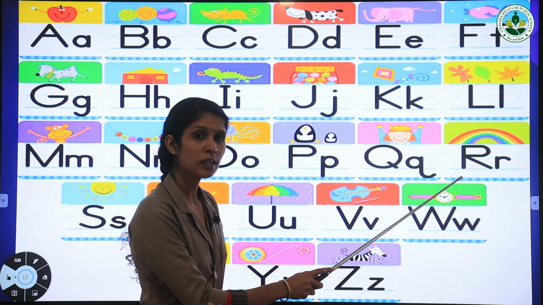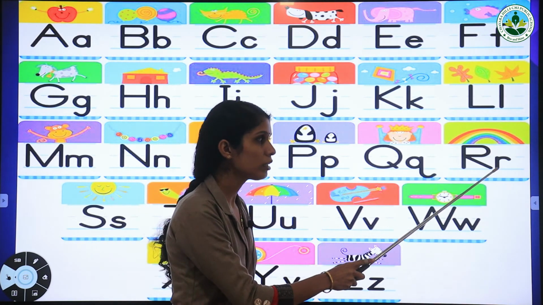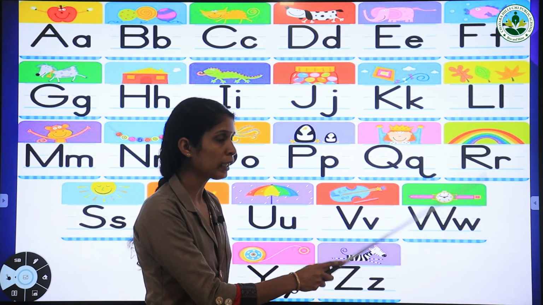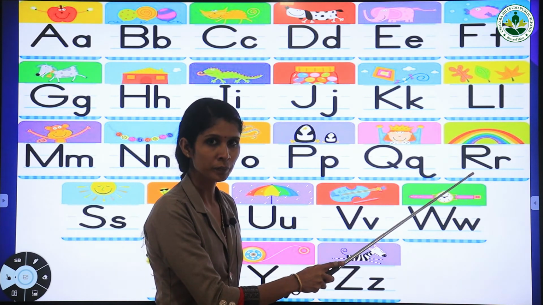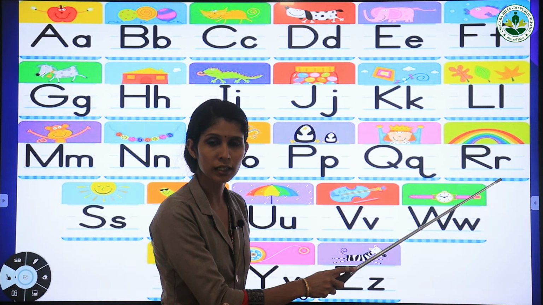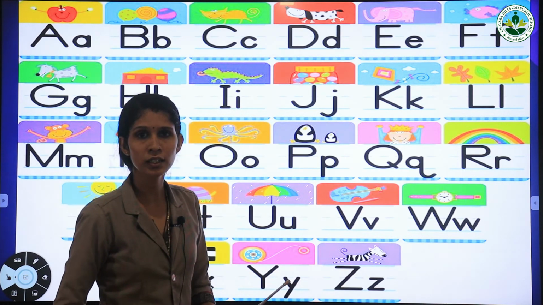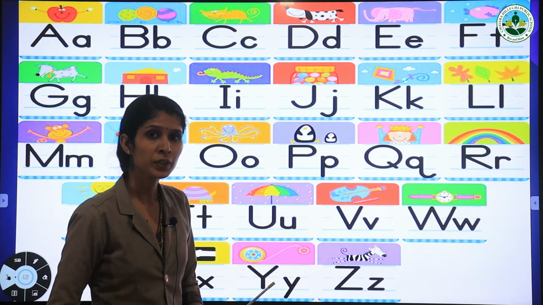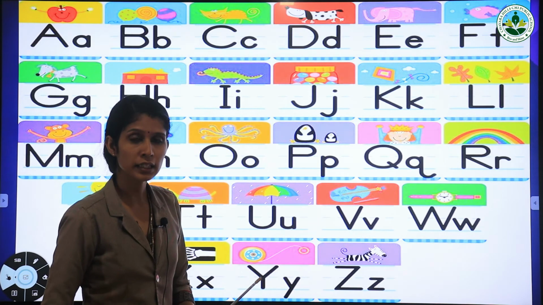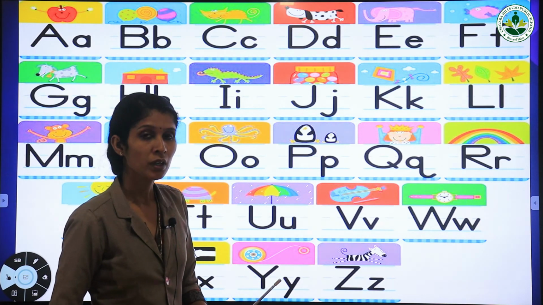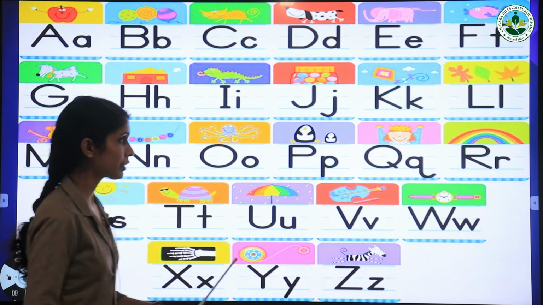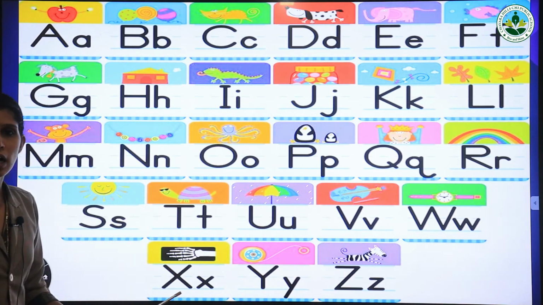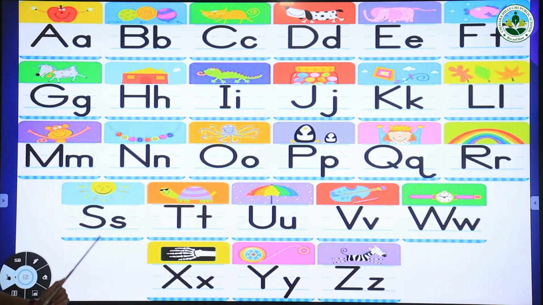Capital letter R and small letter R. Say once again, capital letter R, small letter R. Say the sound of letter R. What's the sound of letter R? The sound of letter R is R. And our next letter which comes after R is letter S.